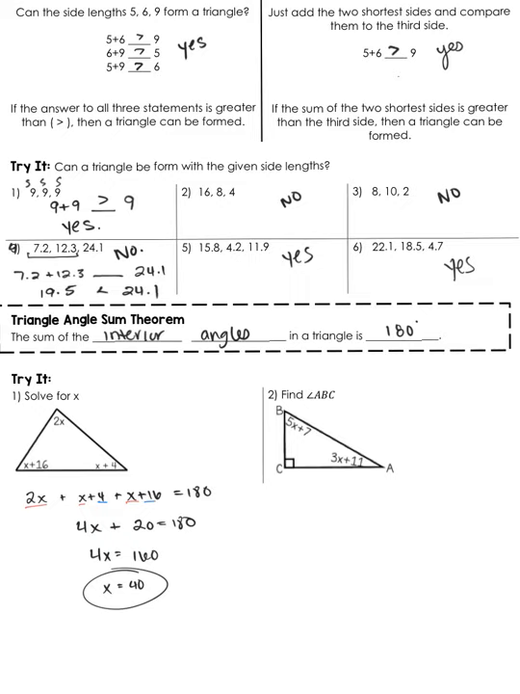In number 2, they ask you to find angle ABC. So not only do you need to solve for x, you then need to plug that value in, substitute it so that you can find the measurement of angle ABC. Pause the video, try the next one, and then come back and check your answers.